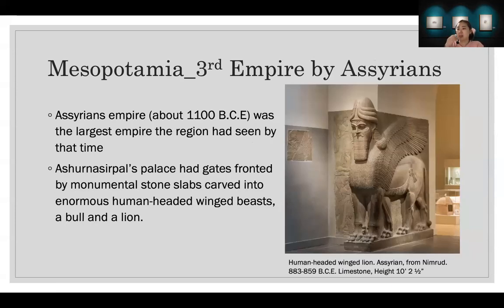And the third empire was by the Assyrians. The Assyrians had been gathering power and territory since before 1100 BCE. Their military strength increased significantly under Ashurnasirpal II. It was the largest empire the region had seen by that time. Ashurnasirpal's palace had gates fronted by monumental stone slabs, this one carved into enormous human-headed winged beasts, a bull, and a lion.